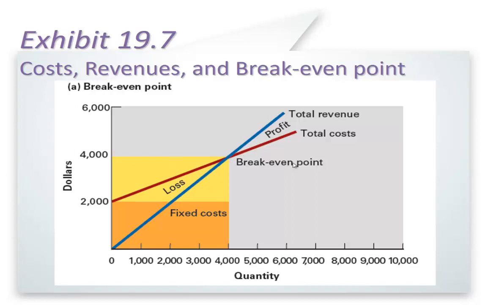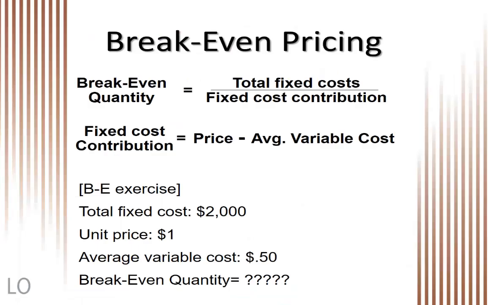So here, the red slope is the total cost and the blue slope is the total revenue. When they meet each other after accounting for the fixed cost and the variable cost, here is the break-even point. So in order for this firm to break even, they have to produce and sell 4,000 units and make $4,000. The advantage of break-even analysis is that it provides a quick estimate of how much the firm must sell to break even and how much profit can be earned if a higher sales volume is obtained.